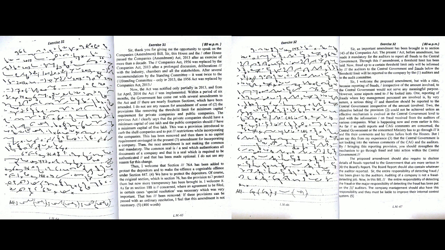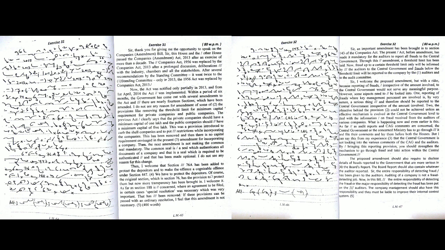Two, the objective behind the provision could not be achieved unless an effective mechanism is evolved at the central government level to deal with the information on fraud received from the auditors of various companies. What is happening now and even earlier is this. As far as audit reports and CAG comments are concerned, the central government or the concerned ministry has to go through it and file their comments and lay them before both the houses. But I can say this from my experience that the central government is not looking into the various comments of the CAG and the auditors.